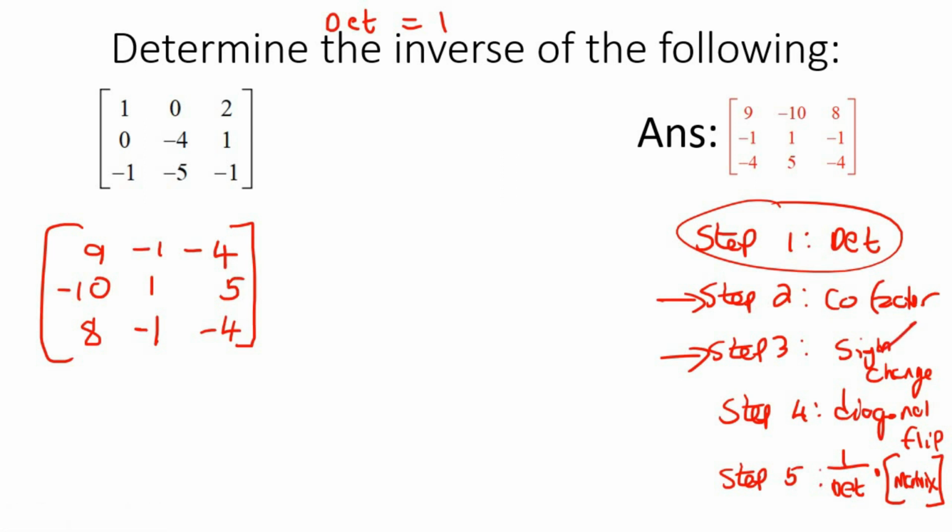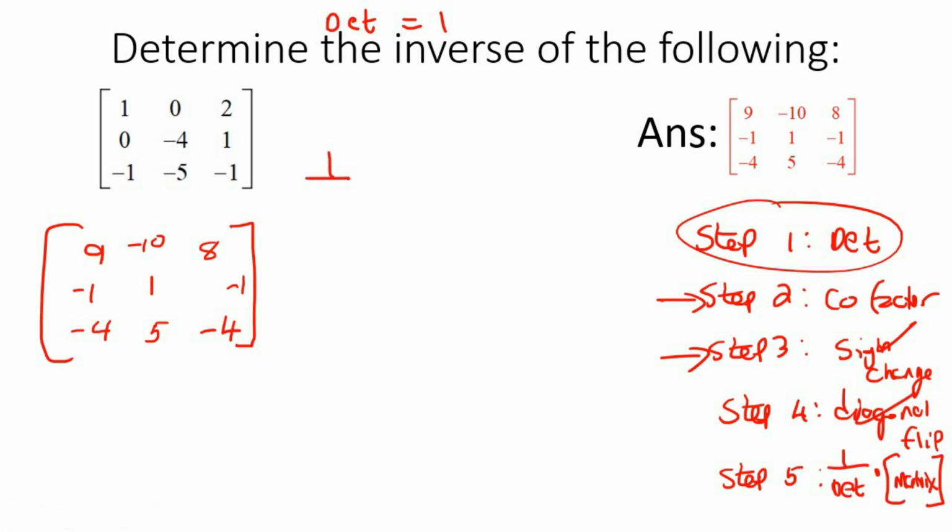Now it's time for the diagonal flip. So the diagonal is that part there. And so what you do is you change these two, you change those two, and you change those two. Okay, so we're going to switch the -10 and the -1 around. So the -1 goes here, and the -10 goes there. Then we're going to switch the 8 and the -4, so 8 goes here, and -4 goes there. And then we're going to switch the 5 and the -1, so 5 goes here, and then -1 goes there. Okay, so there we have our matrix, and then we just need to use that formula.